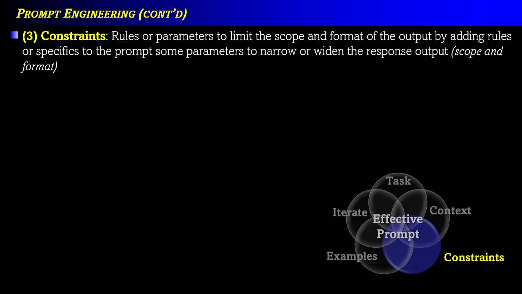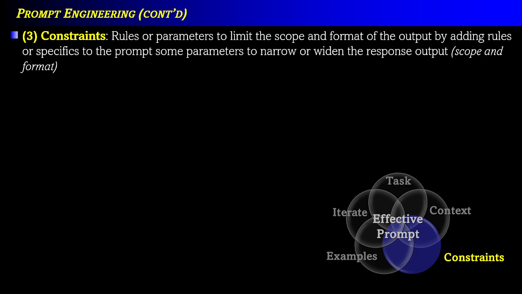The third tip is constraints. As I said, constraints is the other side of context. So if context gives it the specific role of the speaker and the audience, constraints limits the amount of output that the artificial intelligence generates. It's rules or parameters to limit the scope and the format of the output by adding rules or specifics to the prompt, so that the prompt has some parameters to narrow or widen the response output.